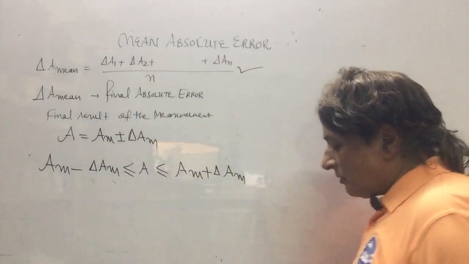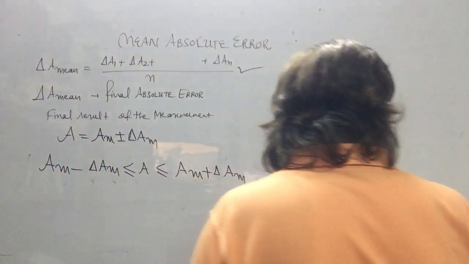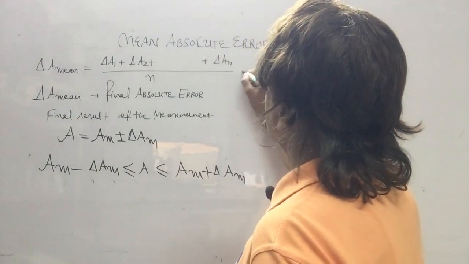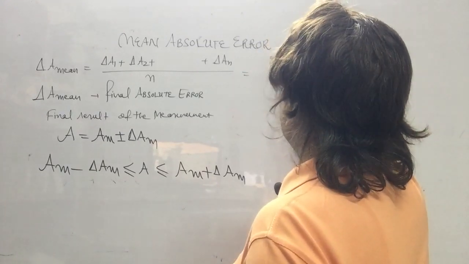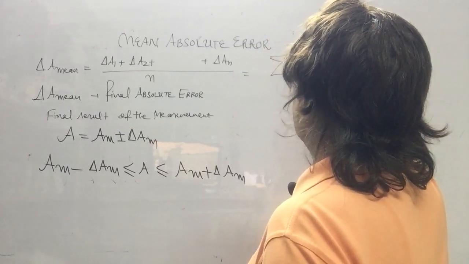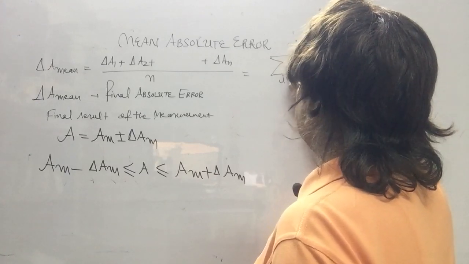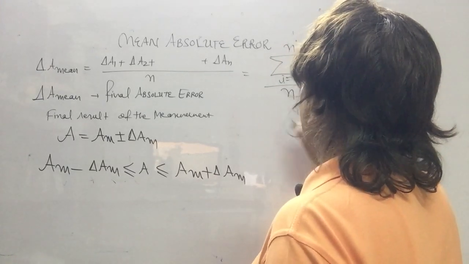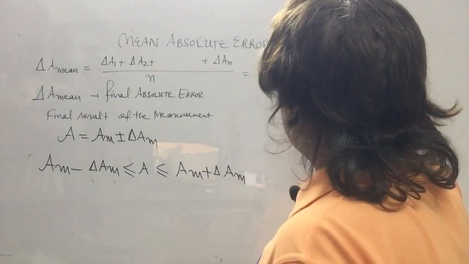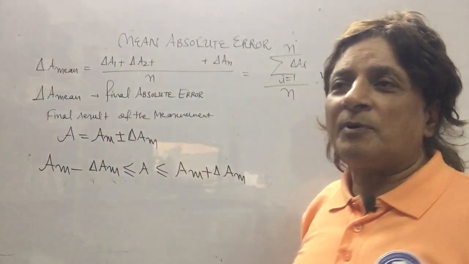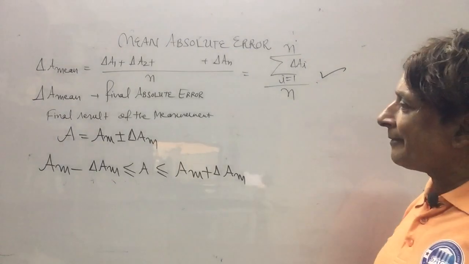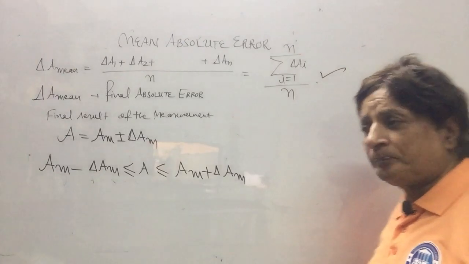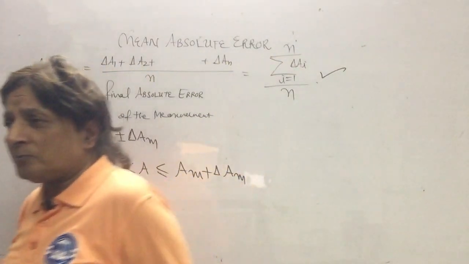You can even write this result like this also: summation of delta AI, I equal to 1 to n, divided by whole n. So we can represent it this way also, and this is another way to represent it. Hope it is clear.